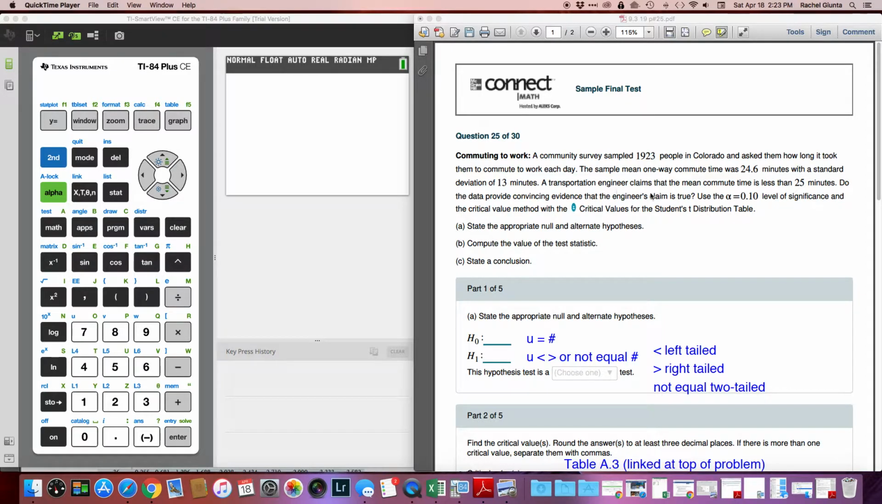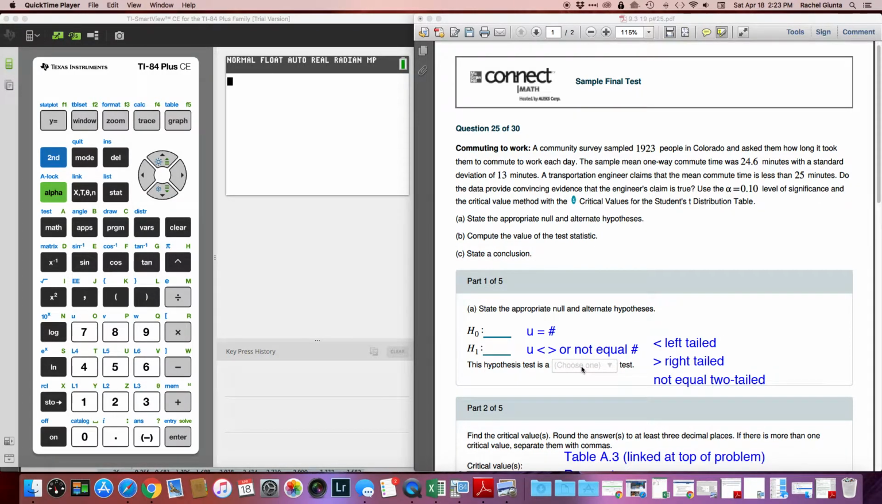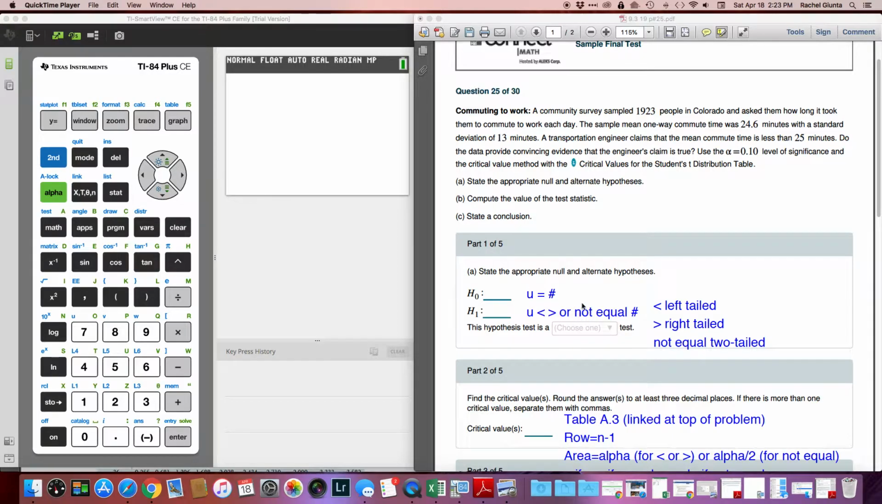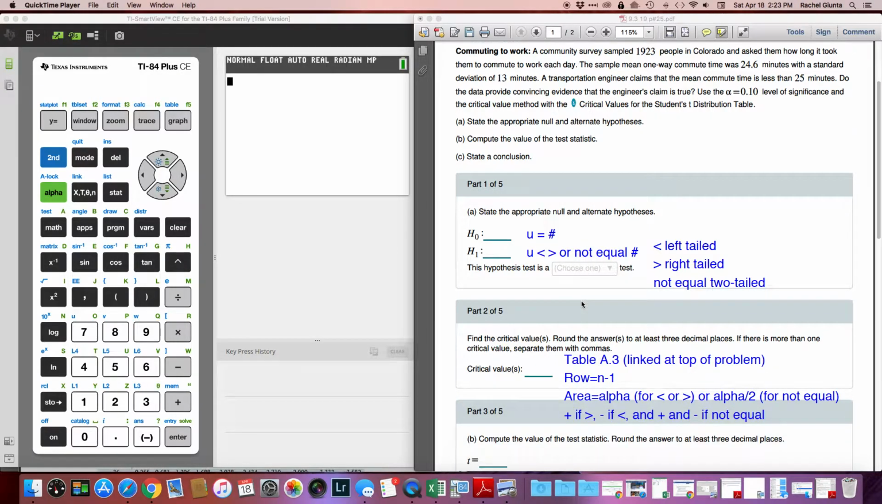So here there's a claim that the mean commute time is less than 25 minutes. So H0 is going to be mu equals 25, and the alternate hypothesis is going to be mu is less than 25. And because it's less than, then it's left-tailed. So that's it for part one. You've seen and done that a million times before.